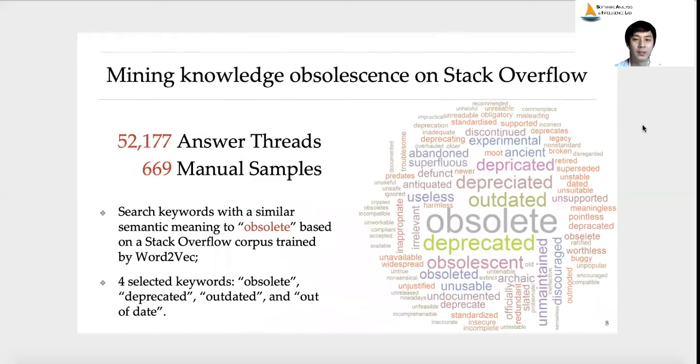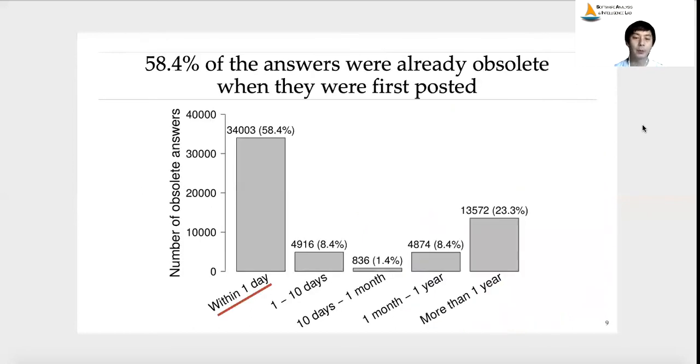Therefore, we conducted an empirical study to analyze knowledge obsolescence on Stack Overflow. We used keyword searching to find the 52,000 answer threads that are obsolete. And out of these answers, we manually sampled 669. Here, I'm going to present some of our main findings. For more details, you can refer to our papers.